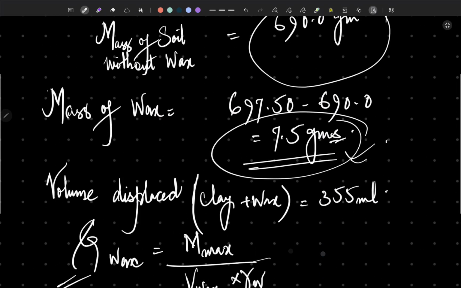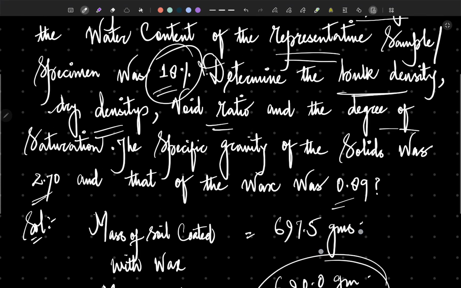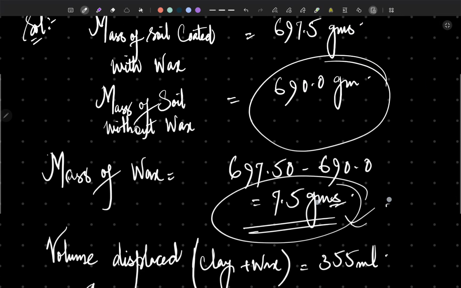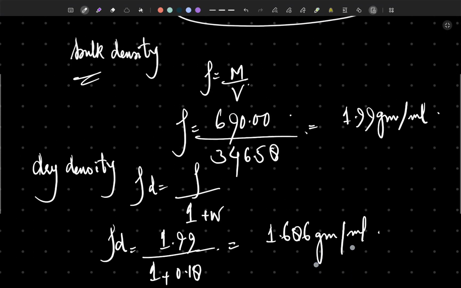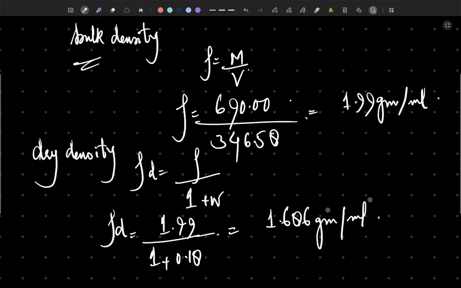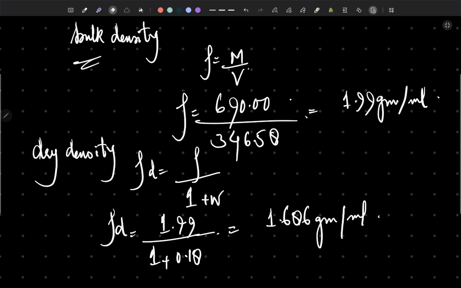What else do we need to find? Bulk density is done, dry density is done. We need to find the void ratio and the degree of saturation. For void ratio, we'll make use of this expression.